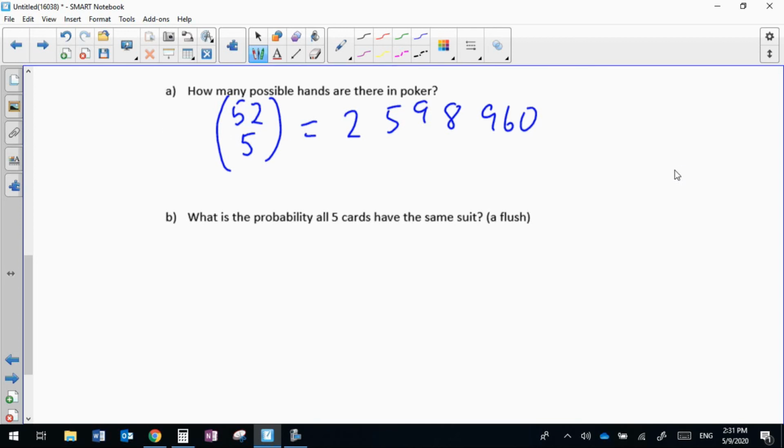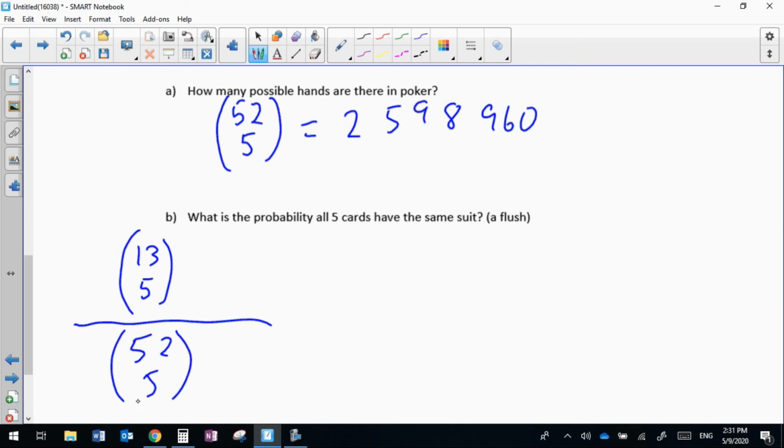Let's just start with the idea that they're all, say, all hearts, for example. There are 13 hearts in the deck. There are 13 choose 5 ways to select 5 hearts out of the deck of cards. So you're choosing 5 of the cards for your hand out of 13. Divide that by all the possible outcomes, 52 choose 5.